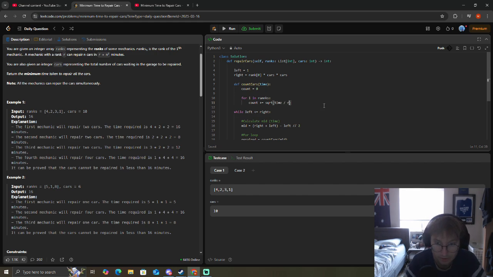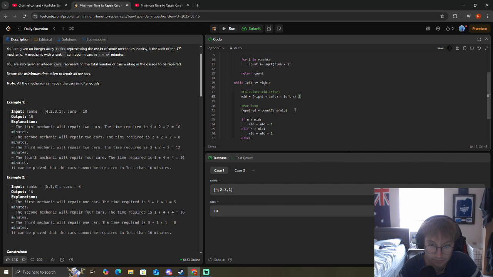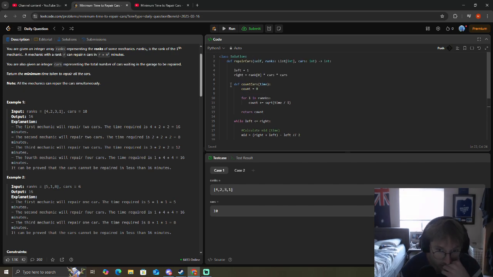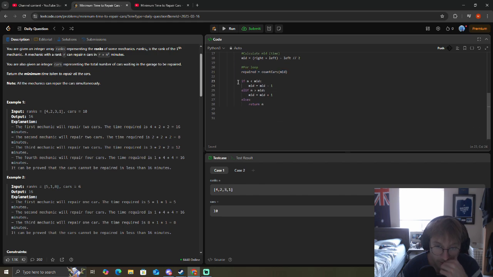Time over R, or I in our case. And then we just want to return our count. Here we got our cars, while left is less than right, calculate our mid, we got our repaired. How do we do this part?